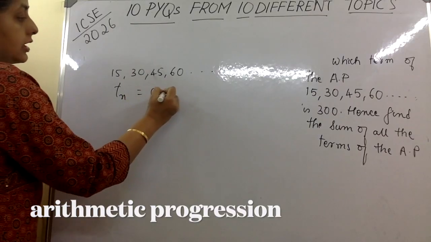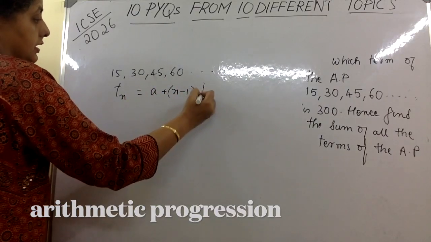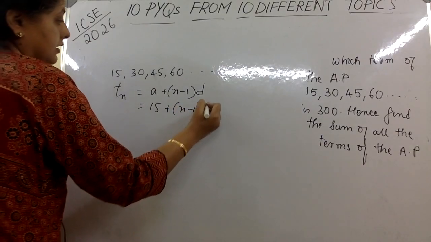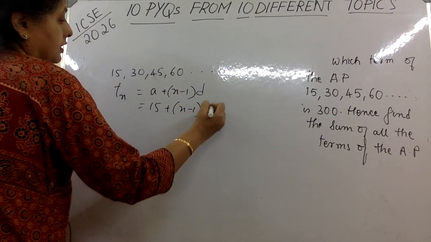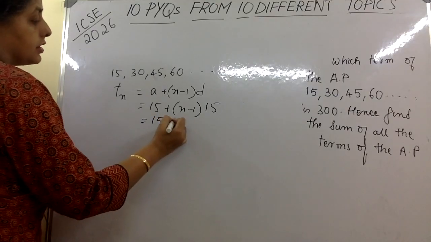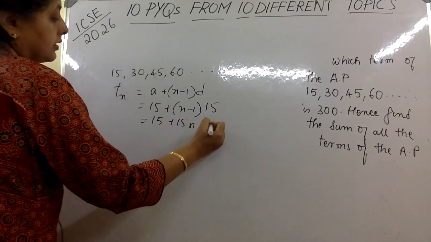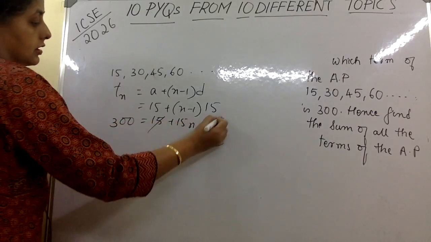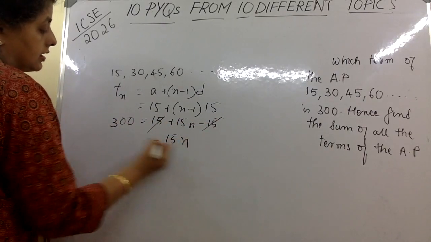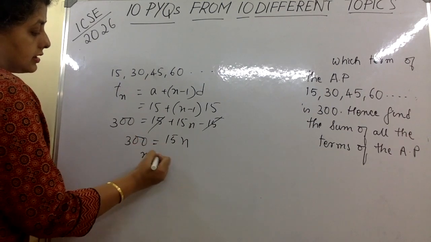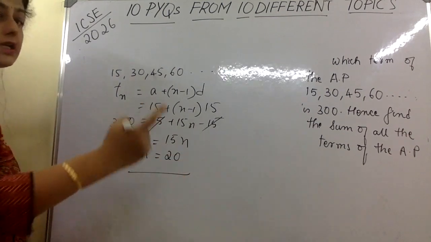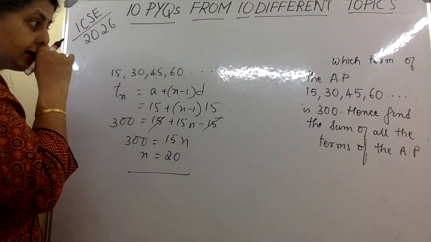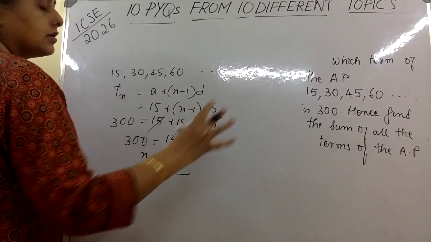Tn is equal to a plus n minus 1 d. Okay, a is 15, n is what we have to find, and d is 15. Okay, 15 plus 15n minus 15, and this side is 300. So 15 and this cancels, 15n is 300, n is equal to 20. So the 20th term is 300.